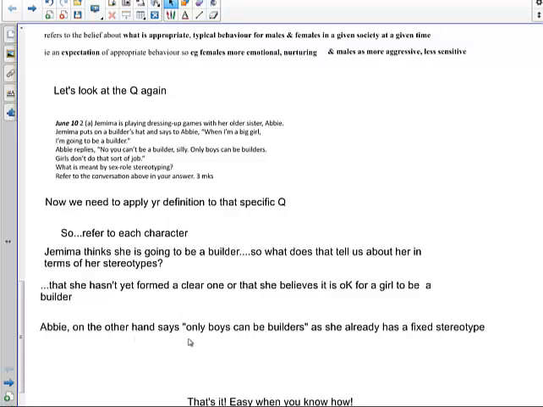Abby, on the other hand, says, and it's useful always to just give a little quote like this, only boys can be builders, because she already has a fixed stereotype. Okay, so really straightforward when you know how to do it. So have a look at some of the other questions, see if you could do those.